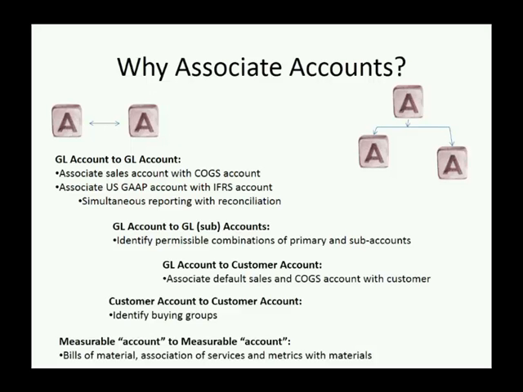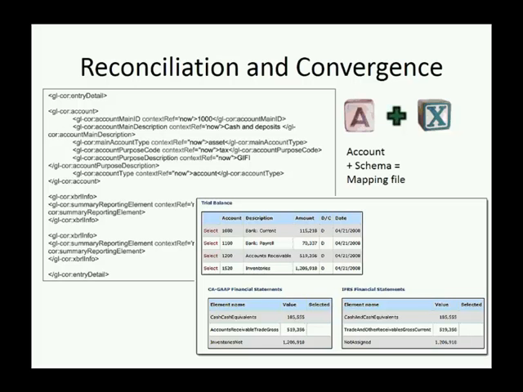We can associate GL accounts with customer accounts. We already spoke about default sales and cost of goods sold accounts. Let's now take that and go one step more and say these are the accounts that you use for a specific customer on a default basis. We can map accounts to accounts, with customers being mapped to other customers, such as identifying buying groups. And the kinds of examples of being able to associate these with each other just goes on.